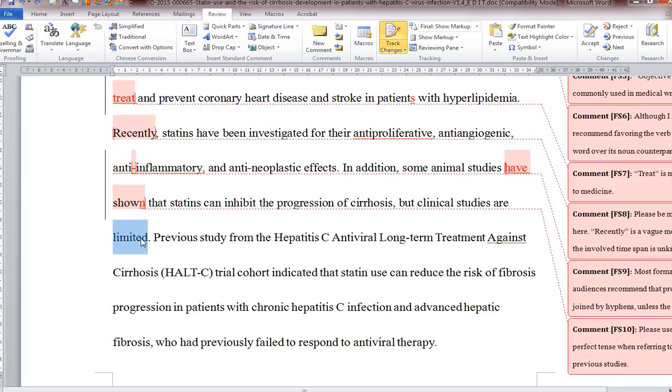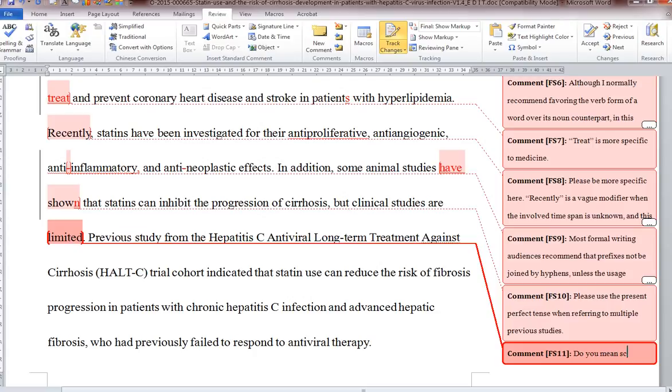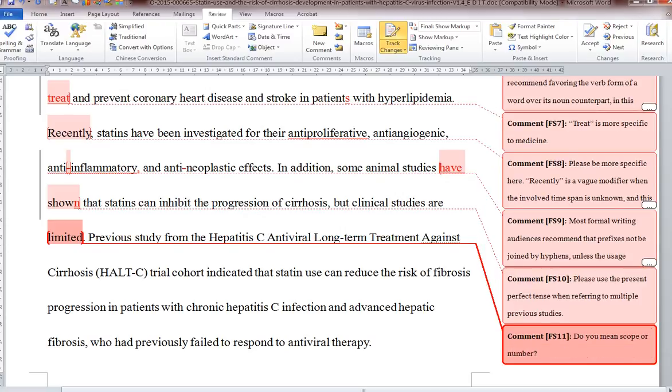I often leave a comment here to ask the author, do you mean scope? My comments are generally a little longer than this, and I don't always like to have a direct question to the author because I don't want to seem like I'm challenging him or her. But the point is, limited is a little ambiguous here. Okay. I might come back to that and reword it, but I want to make sure that the author considers that potential ambiguity.